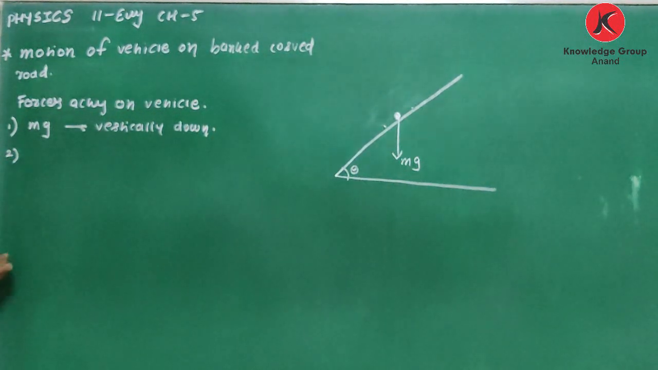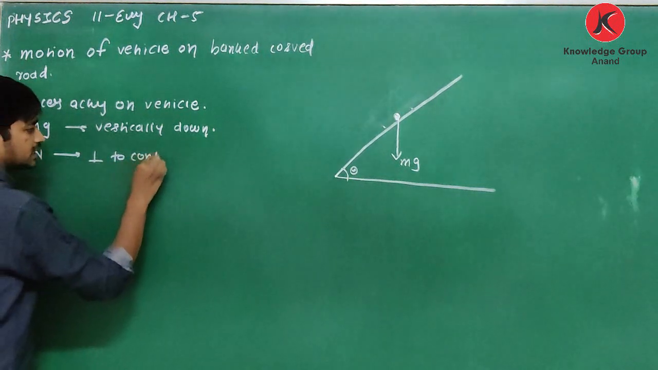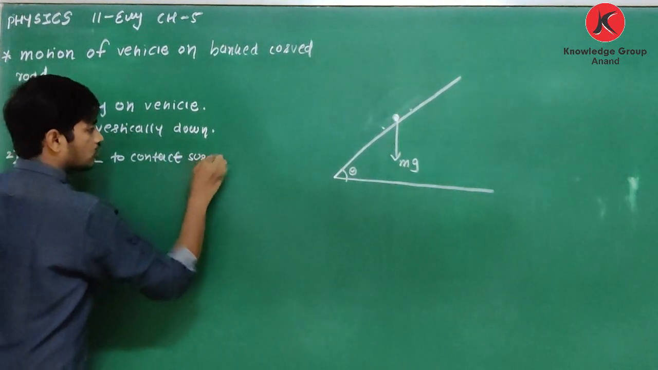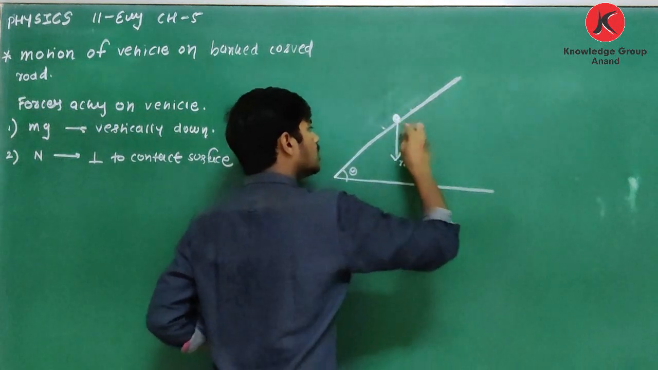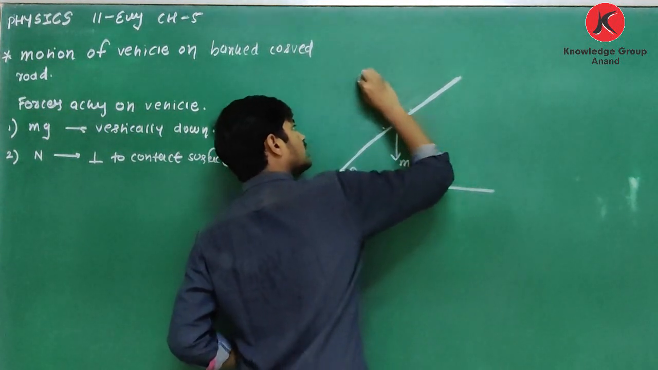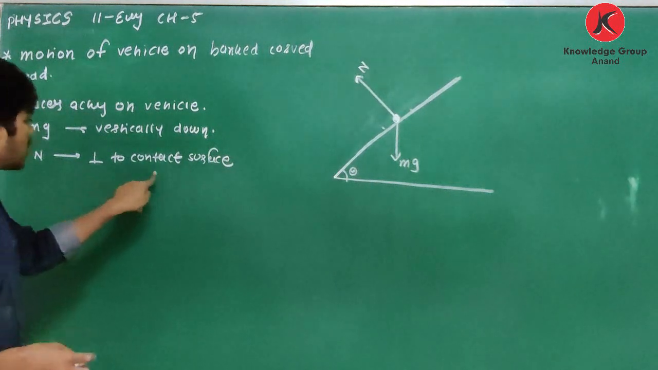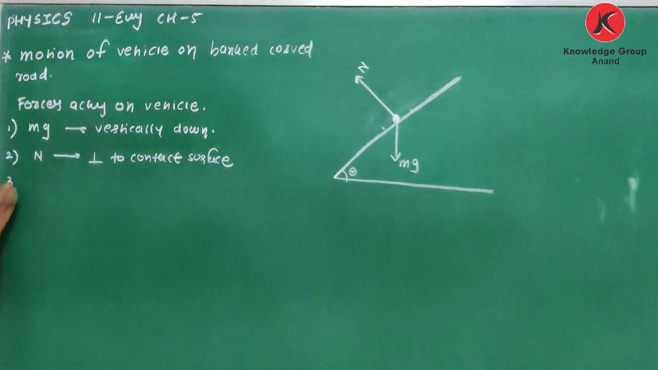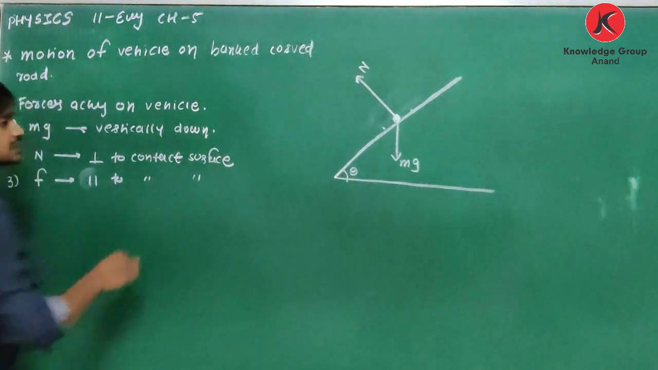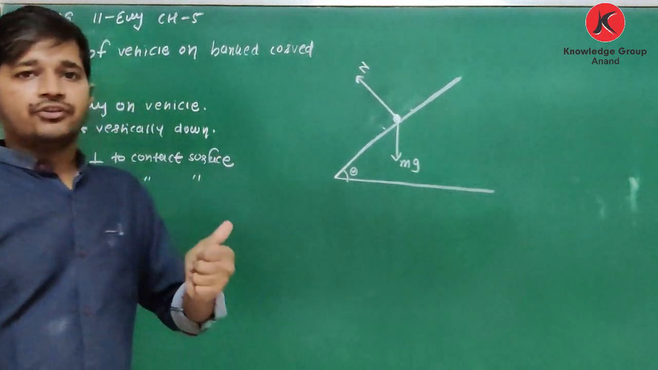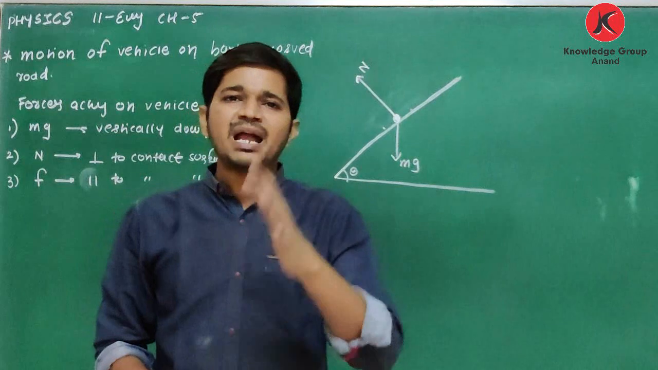Second force, we know that second force is normal force, and it is always perpendicular to contact surface. So here it is road, it is vehicle, so that is the contact surface, and its normal force is like this. Clear about this? So second force is normal force, which is always perpendicular to contact surface. Third force is F, that is friction, and this friction is parallel to contact surface. Now, whenever vehicle is moving on circular road, what is direction of impending motion?